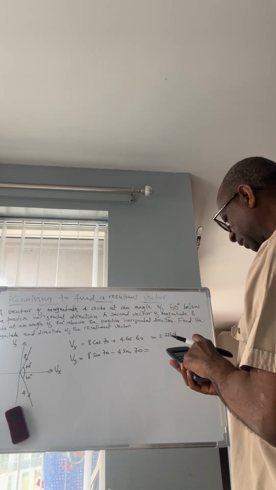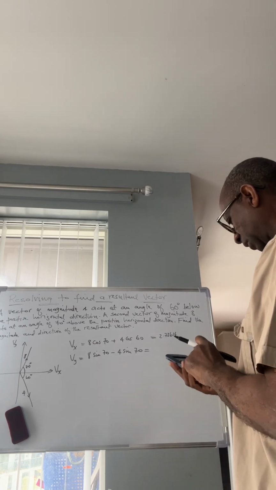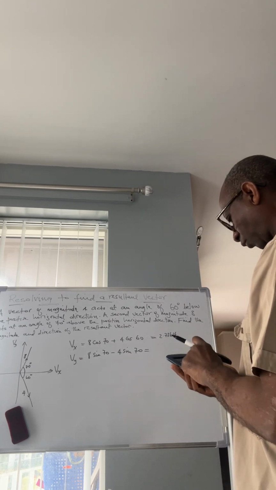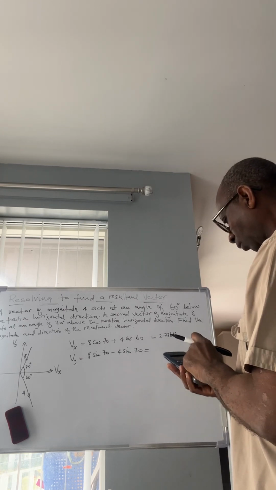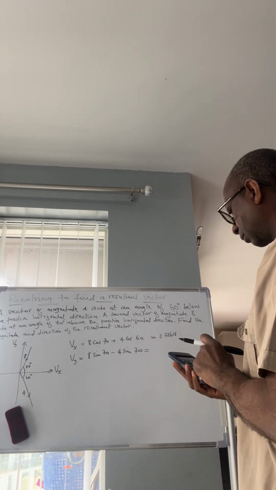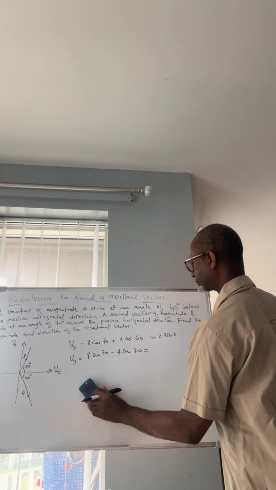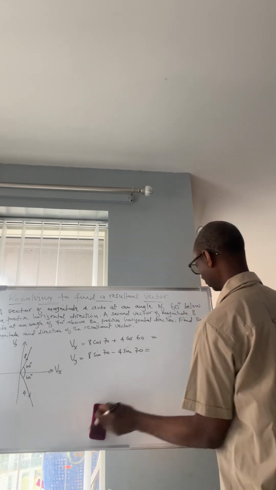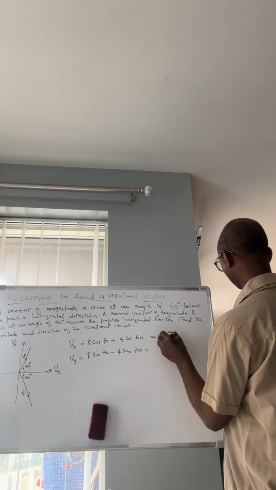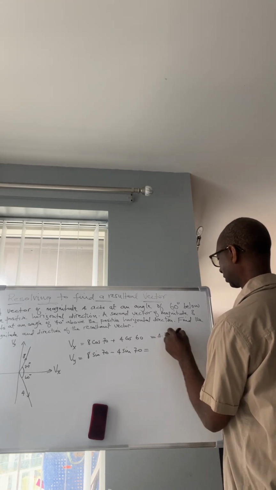So we have 8 cosine of 70 plus 4 cosine of 60. You get 4.73616. Let's stop there.